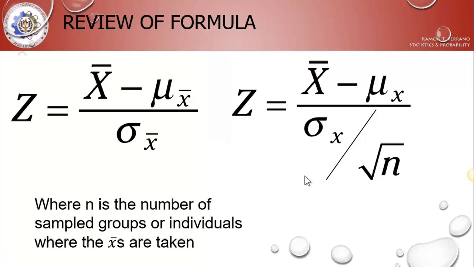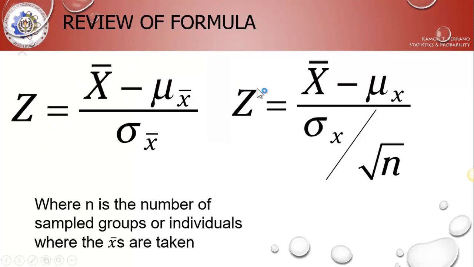Alam natin naman yung z-value is equal to x bar minus mu of x bar over sigma of x bar. Kung ang variable natin is x bar, then it's going to be as simple as the one on the left. Okay? Kung meron tayong information about the averages, no?